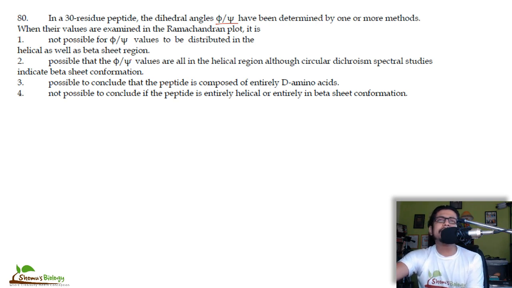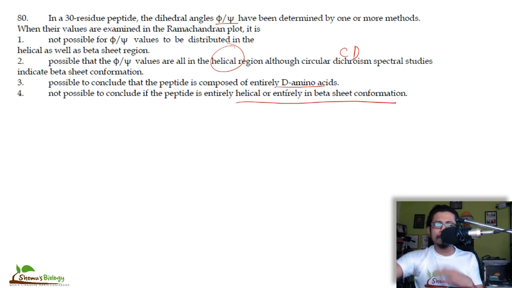So the phi and psi values inferred from this Ramachandran plot show that the protein is going to be helical, but the circular dichroism spectrum is going to give us the information that the protein is beta sheet. Third, it is possible to conclude that the peptide is composed entirely of D amino acids. Fourth, it is not possible to conclude if the peptide is entirely helical or entirely beta sheet conformation. So as per the 4 statements, you need to know the exact function played by the Ramachandran plot and the exact function played by circular dichroism.